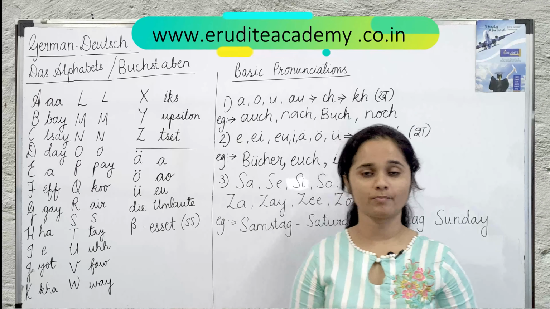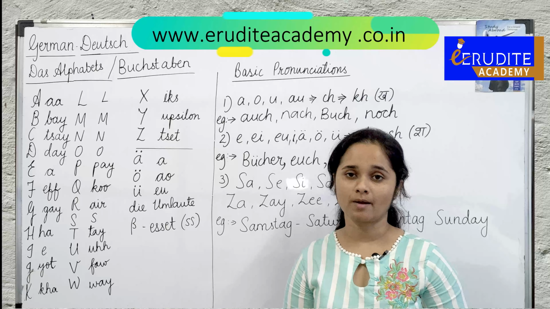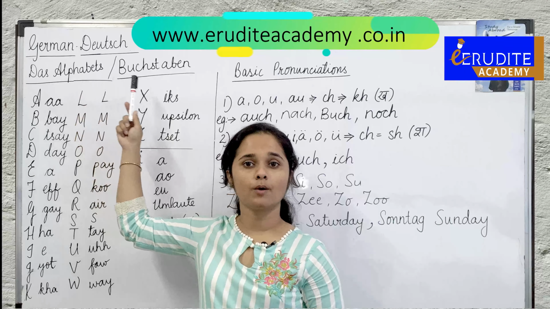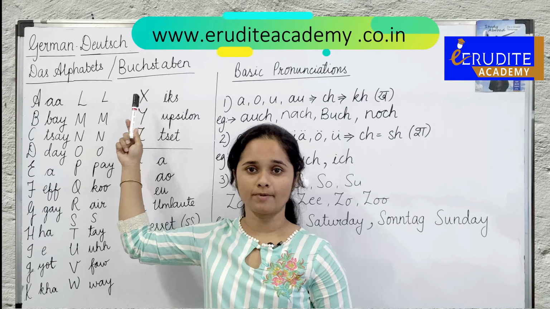Alphabets in German are also called alphabets, but as I said, learning German we should know that the German alphabets are called Buchstaben. Alphabets, das Alphabet, Buchstaben. Now, when we learn a language, we need to know the basic pronunciations of that specific word or of that specific letter.